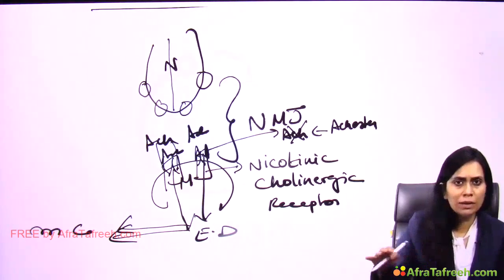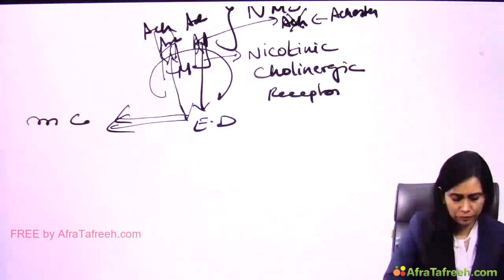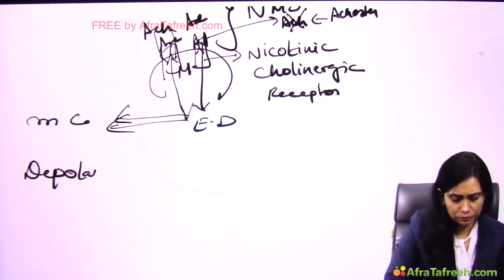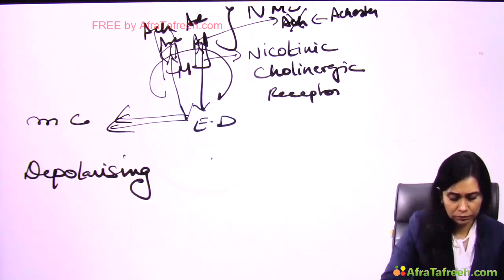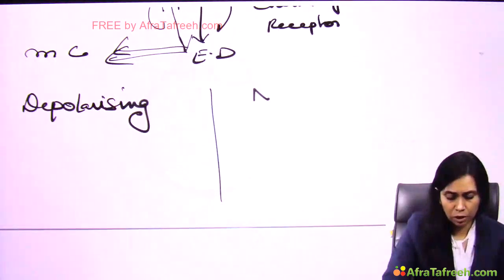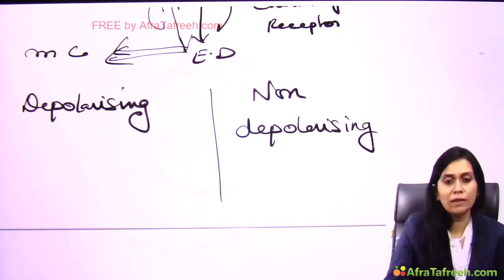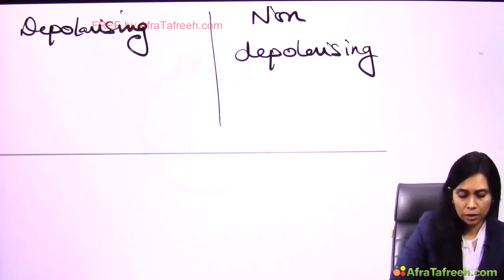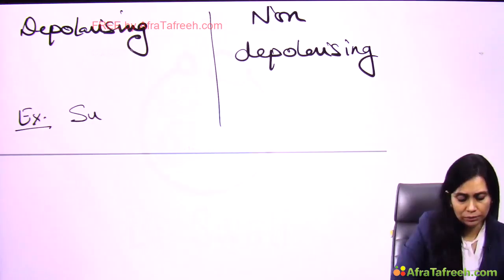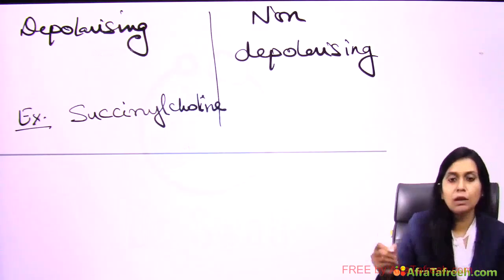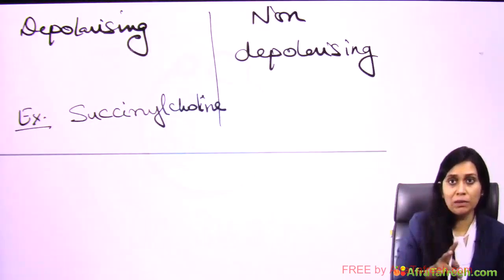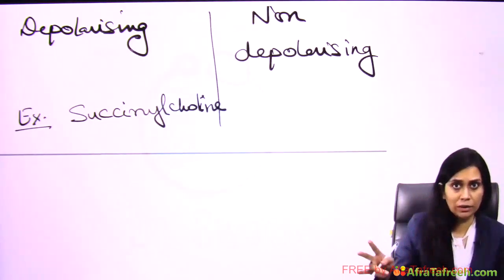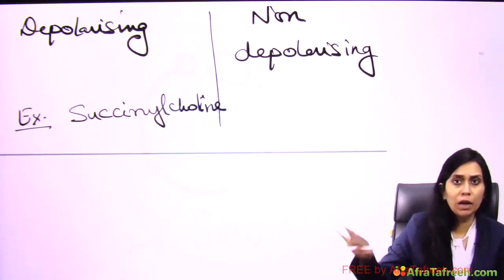Got it? Now neuromuscular blocker is divided into two groups, depolarizing and non-depolarizing. So we would discuss them in two groups. The only example belonging to the first group, depolarizing, is succinylcholine. So whatever I would discuss about depolarizing neuromuscular blocker, we are discussing succinylcholine. Rest all neuromuscular blockers are non-depolarizing.